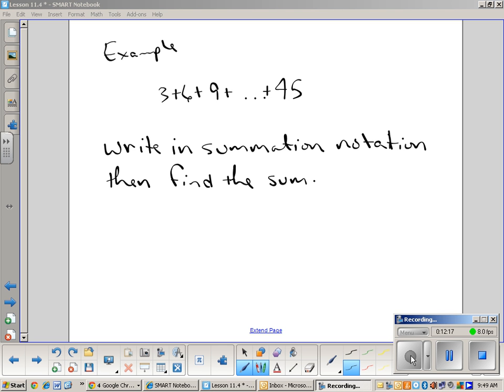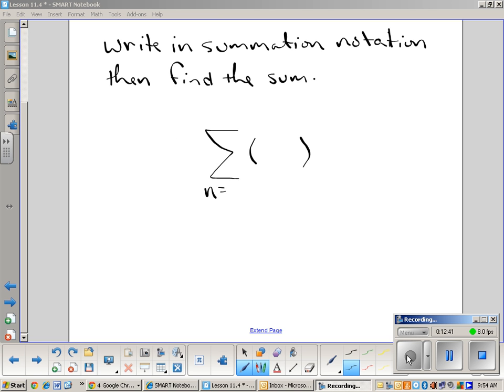Right here it has a series. Okay, I actually changed how I wrote this a little bit. I had it written as a sequence instead of a series. So I added the plus signs in there, took the commas out, and then just wrote down the directions of what I'm asking you to do. So write in summation notation, then find the sum. Okay?